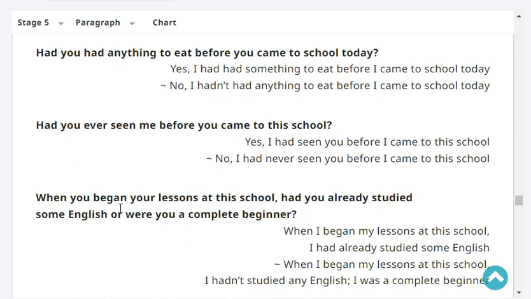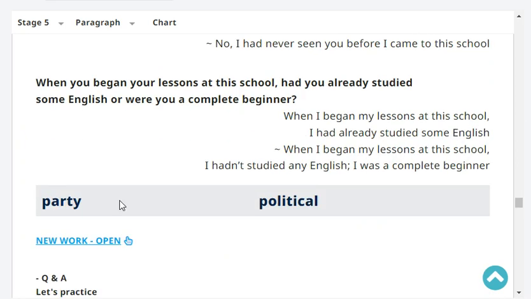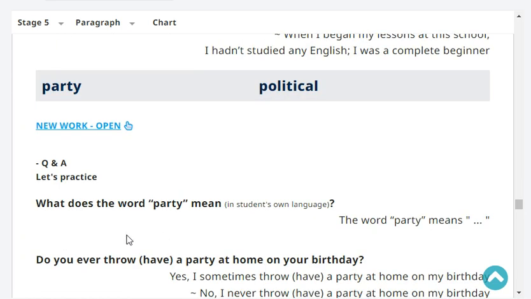Very good. When you began your lesson at this school, had you already studied some English or were you a complete beginner? When I began my lesson at this school, I had already studied some English. Very good. And that's the end of our revision.